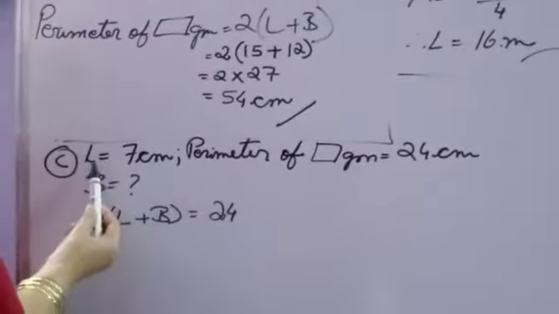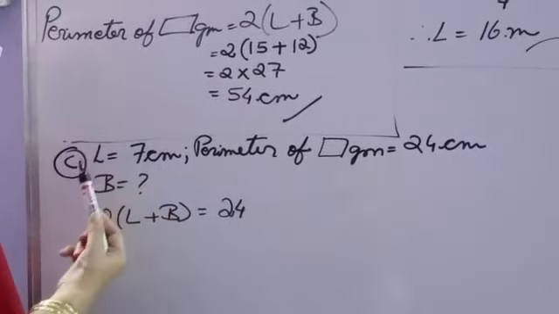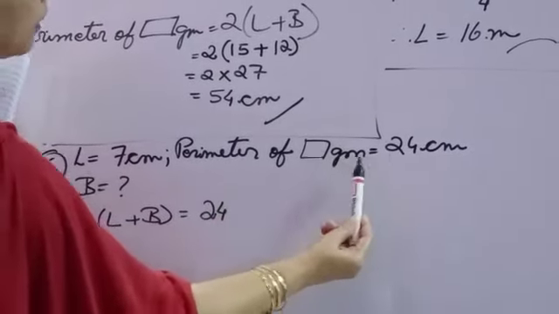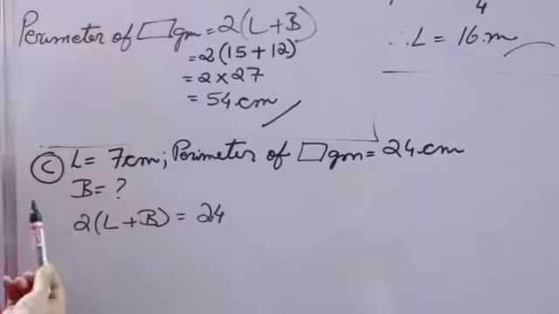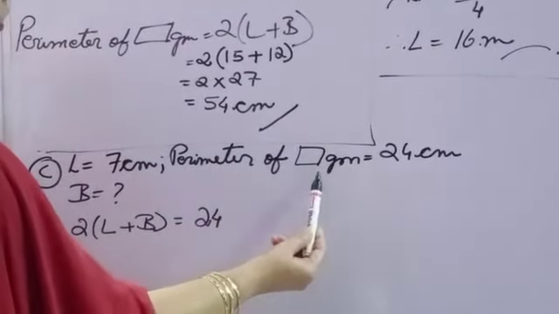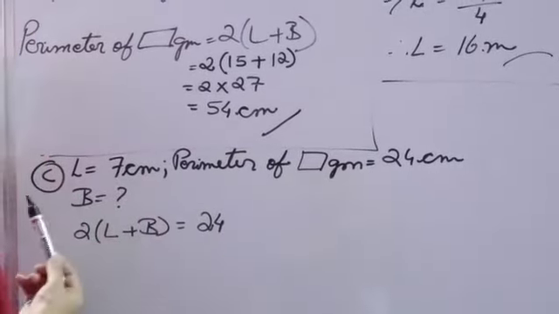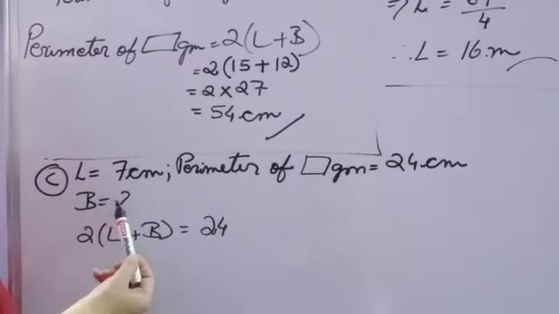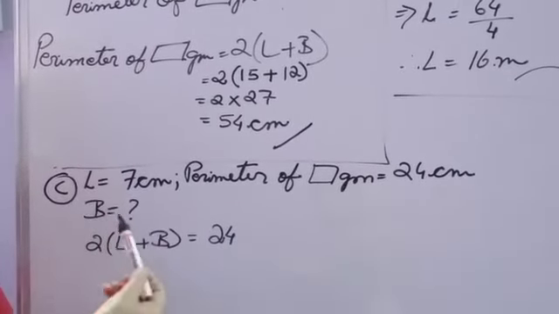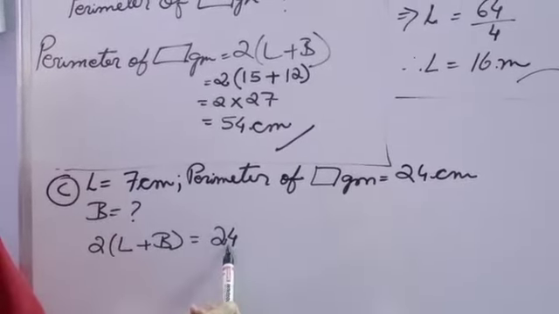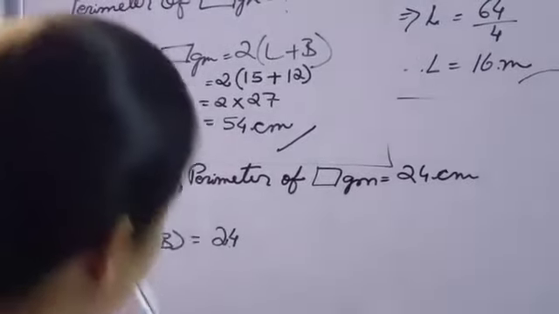Now, let us come to sum number C. Length is equal to 7 meter. Perimeter of the parallelogram is given as 24 centimeter. Breadth is unknown. We have the length and we have the perimeter, so we can easily find out the breadth.